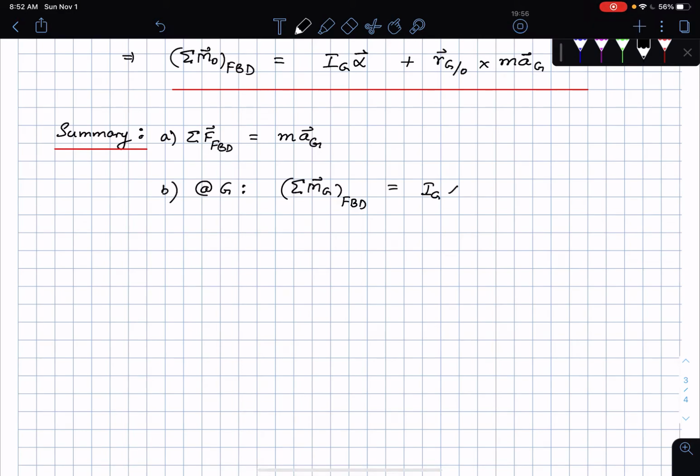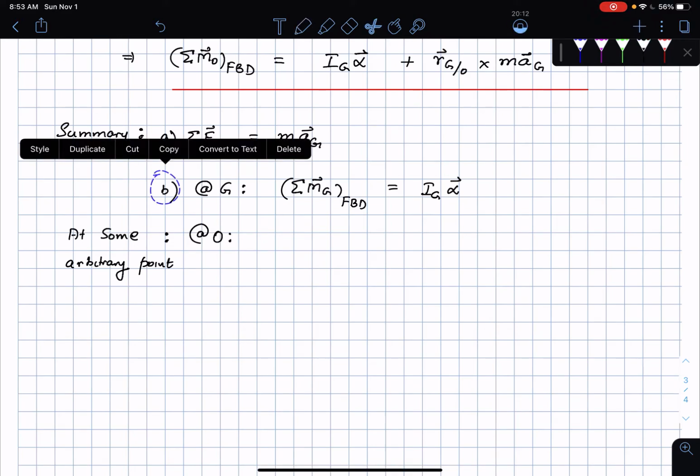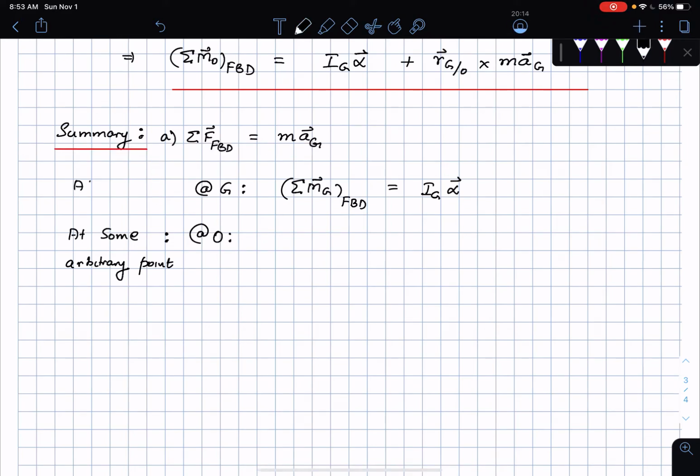to I_G times alpha. Or if I do it at some other point, some arbitrary point, which is O. Here this was at the center of mass, which is G. If I do it at some arbitrary point on the free body diagram, it makes no difference to me. This is like what you do in statics. I would just be choosing a different point to sum moments.